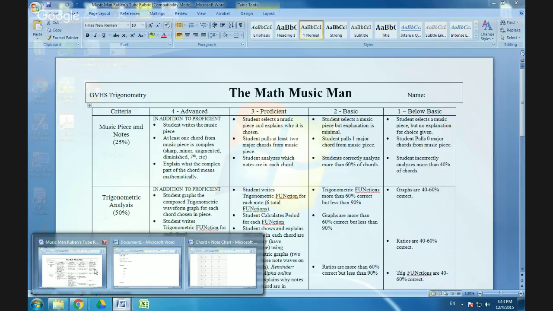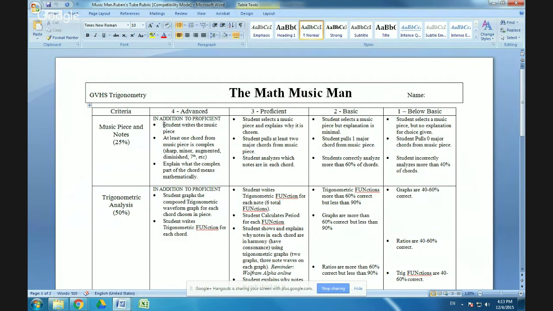If you're looking for advanced, you can write a piece of music and submit it there. That would be awesome. I'm just trying to give you more ways to prove that you're a great musician and a mathematician at the same time. Another way to get advanced is to have at least 1 chord from the music piece that's complex.